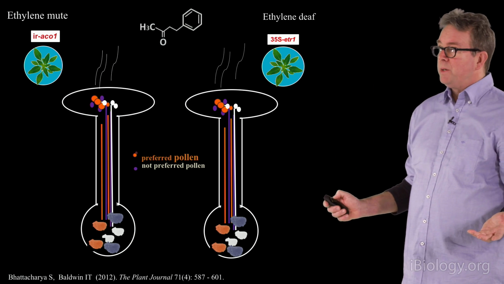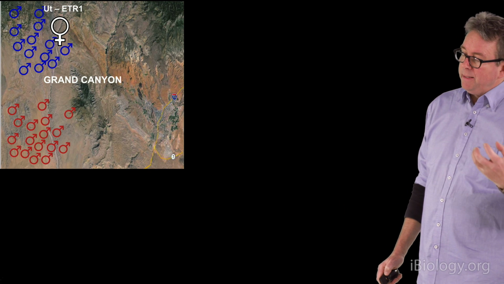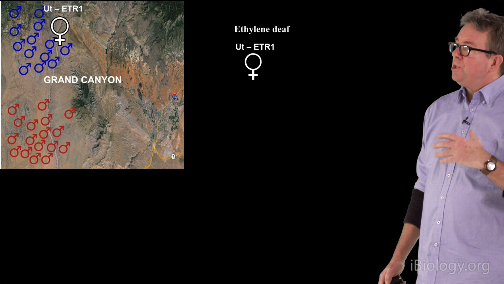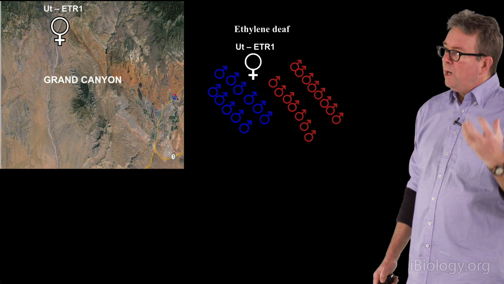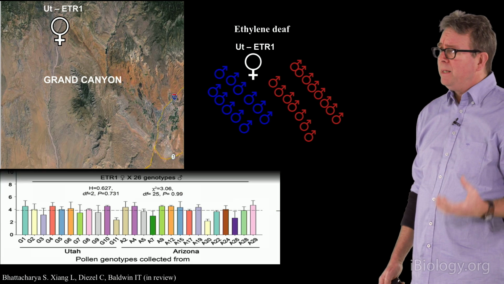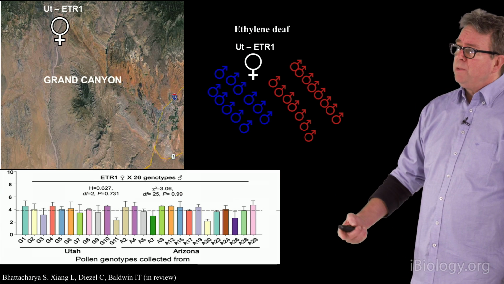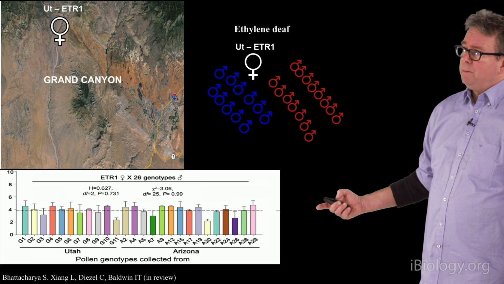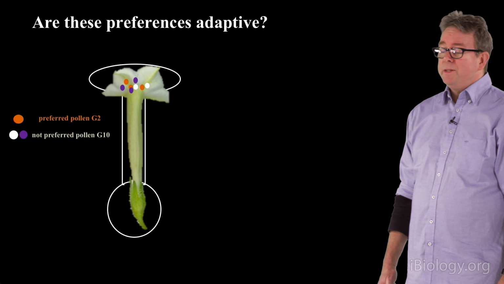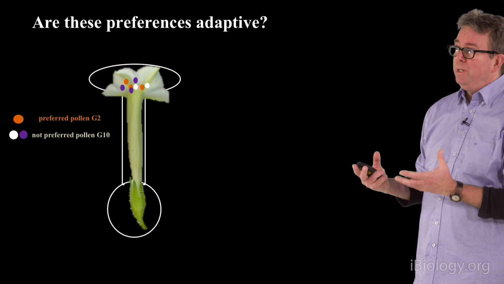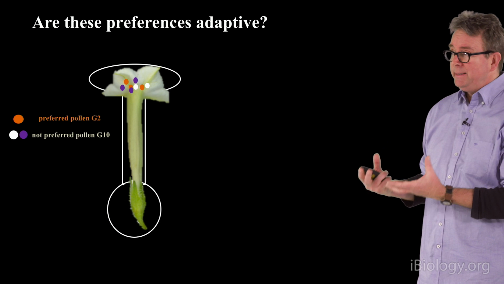It's all a process of pre-zygotic mate choice happening in the stylar tissues. And you can show that very nicely by taking all the men that we had from Arizona and Utah, making one big mixed pollination with equal number of pollen grains and pollinating the ethylene deaf plants. And you can see that the number of seeds produced here really reflect pretty much the distribution of pollen grains on the stigma again.